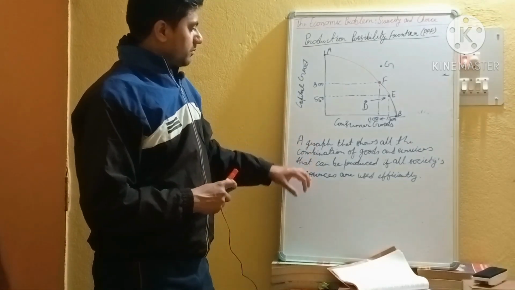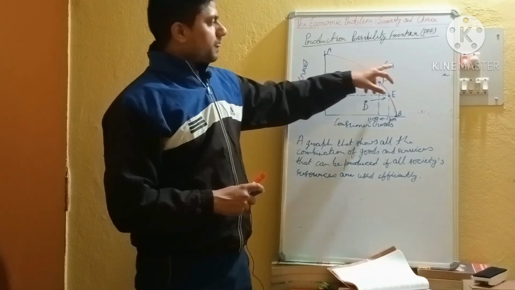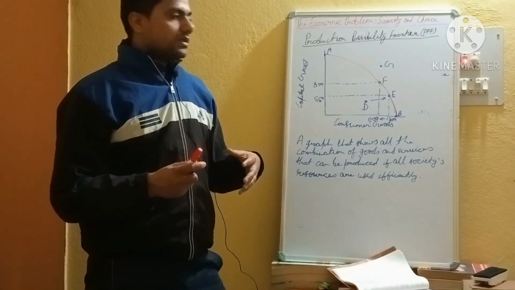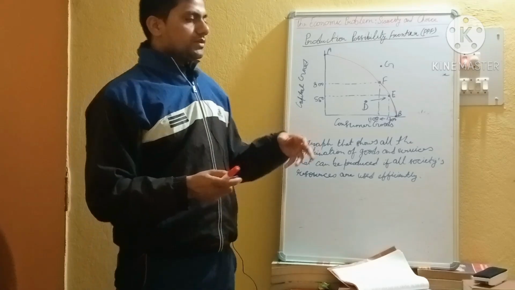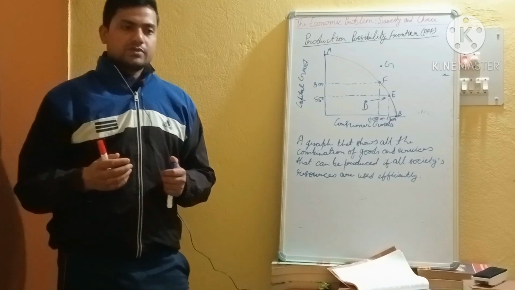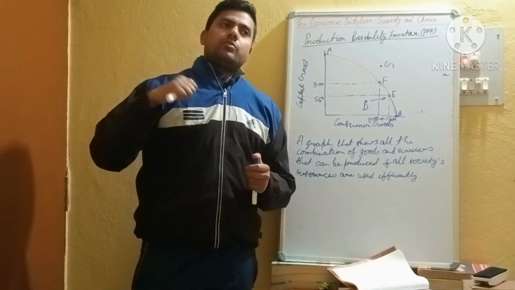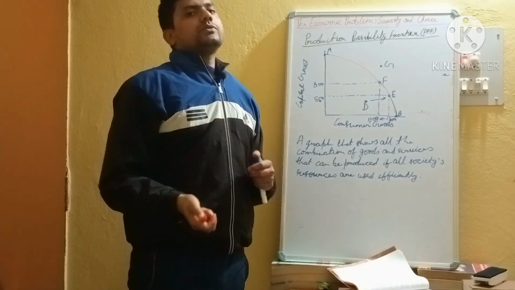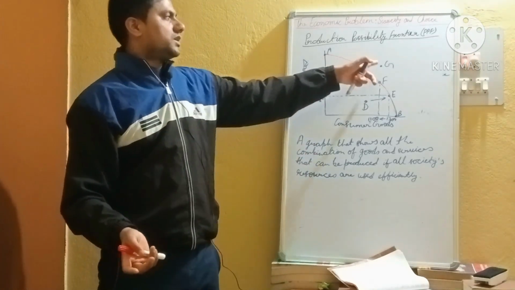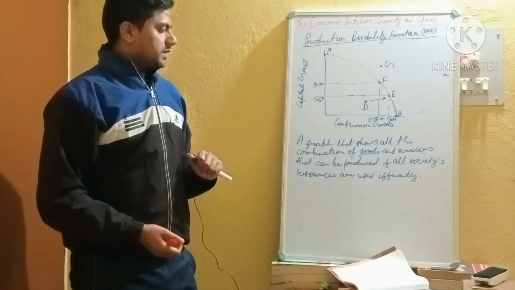And point G shows a combination of goods and services which is not possible. It means by using the resources of the society, even in the most efficient way, you cannot produce that. It goes out of the range. That's what point G is showing here.